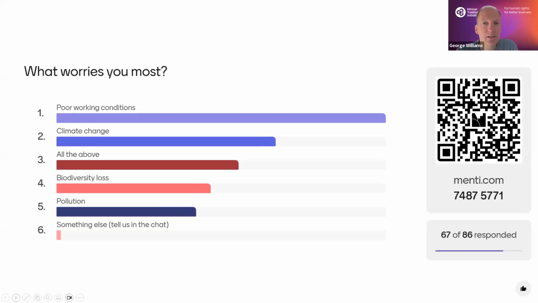Okay, so we've got about 67 respondents so far. It's still ticking upwards, but we can see that poor working conditions are the number one worry, shall we say, for participants in the webinar today, followed by climate change, and then actually closely followed by all of the above, which would include poor working conditions, climate change, biodiversity loss, and pollution. Interestingly, pollution is down towards the bottom there.